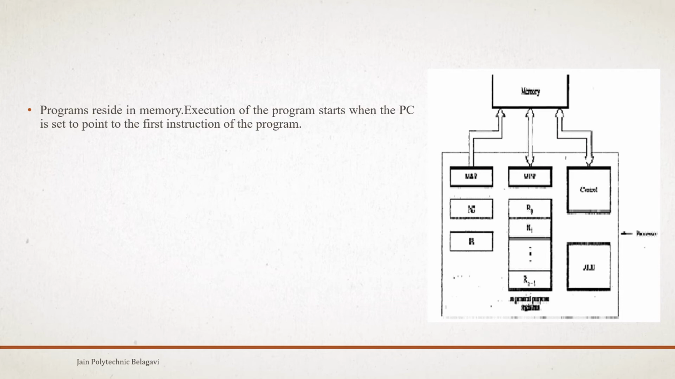Whatever program you write will reside in the memory. If you write a C program or any other program, it will reside in the memory. So the execution always starts when the PC is set to the first instruction of the program. As I said in the previous slide, the program counter is responsible for keeping track of, or pointing to, the instruction that will be executed.